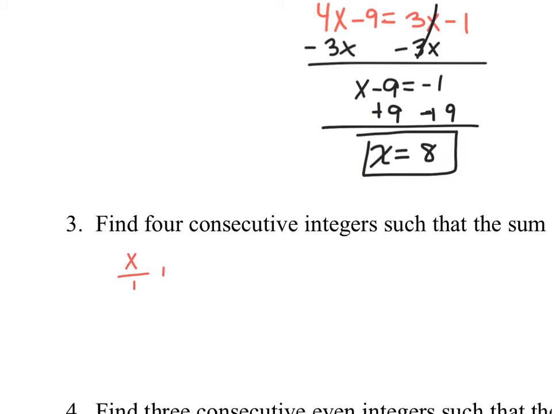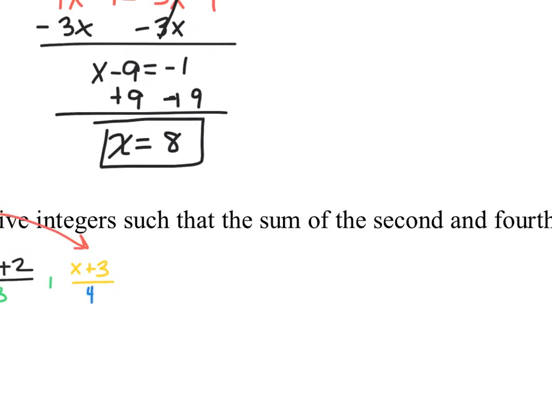I'm now going to do my next one, which would just be x plus 1. That would be my second integer. I'm now going to do my third one, which would just be x plus 2. That would be my third. And then my fourth one would be x plus 3, sorry. That's what we mean by consecutive integers. So like, to go from 1 to 2, I add 1. To go from 1 to 3, I add 2. To go from 1 to 4, I add 3. So my 4 consecutive integers are x, x plus 1, x plus 2, and x plus 3. So I want to find all 4 of what those integers are.